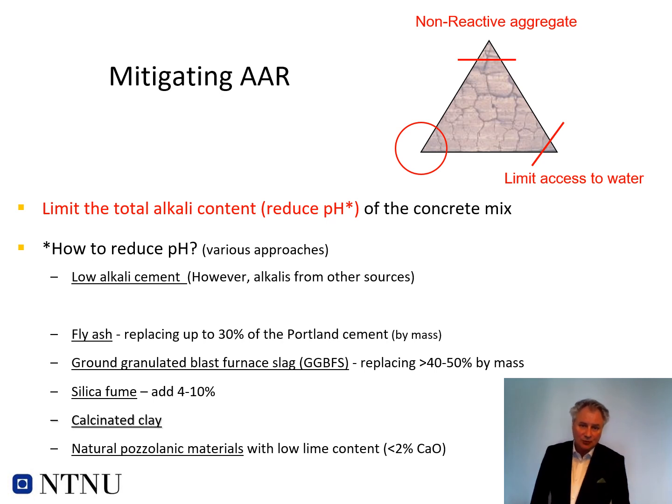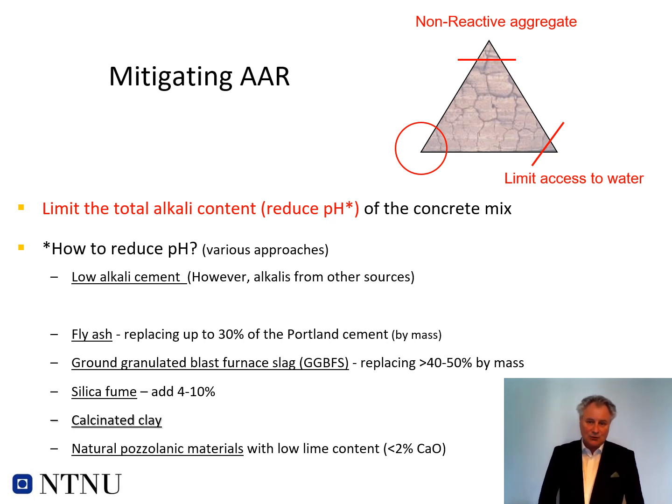You could also use some granulated blast furnace slag, which could replace up to half of the cement, and it has the same effect as fly ash by consuming the alkalis. Silica fume is a very efficient pozzolan, and in a relatively small amount, up to 10%, will work in the same way by consuming the alkalis. But we are running out of many of these materials.